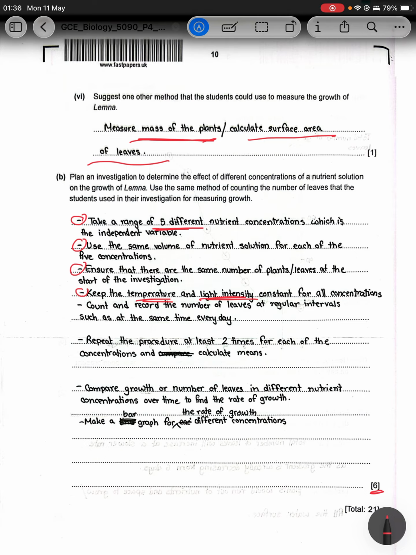And then count and record the number of leaves at regular intervals, and give an example such as at the same time every day. Repeat the procedure at least 2 times for each of the concentrations and calculate means. The average value will obviously give you a better explanation of the trend of the increase. And then compare growth or number of leaves at different nutrient concentrations over time to find the rate of growth.